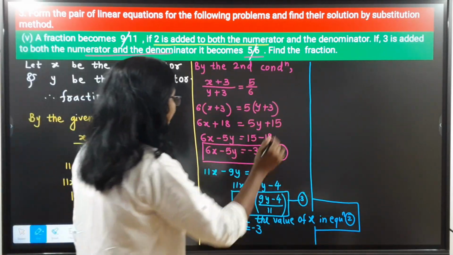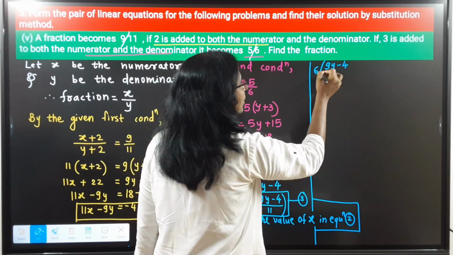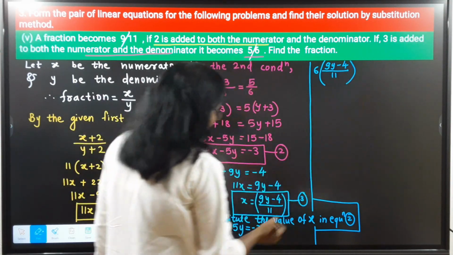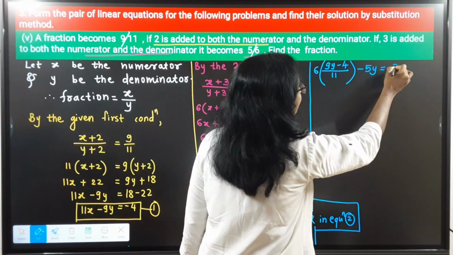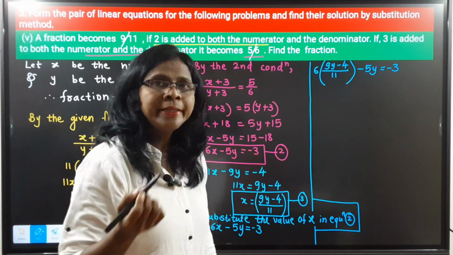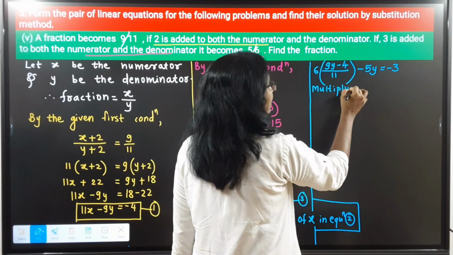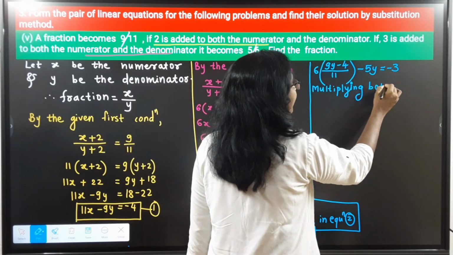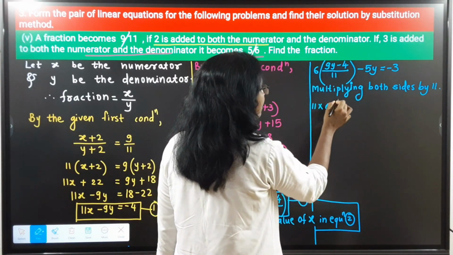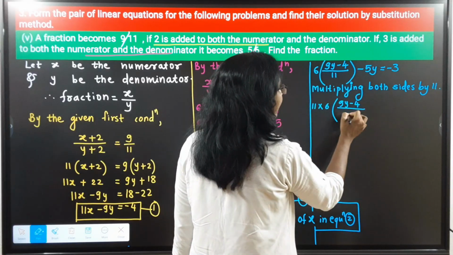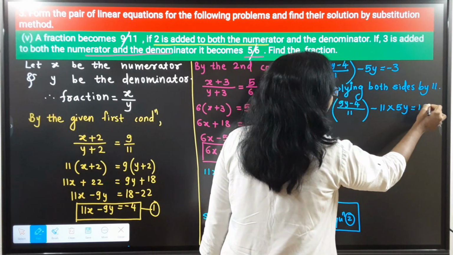I say that 6 multiplying 9y minus 4 divided by 11 minus 5y is equal to minus 3. So now here, students, at the denominator place there is an 11. So I say multiplying both the sides by 11. So now here 11 multiply 6, multiply 9y minus 4 divided by 11 minus 11 multiplied 5y is equal to 11 multiplied minus 3.